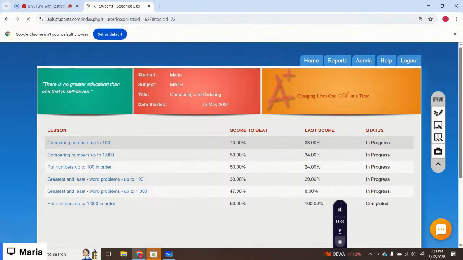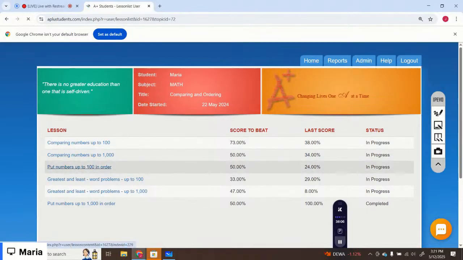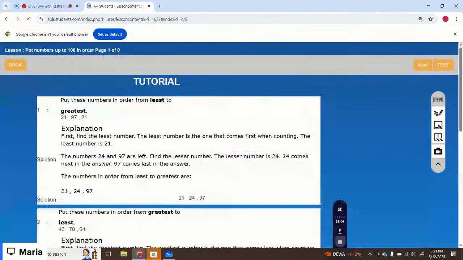The next lesson is put numbers up to 100 in order. So now we are going to learn how to arrange the numbers in ascending order and in descending order, like from least to greatest and from greatest to least. Put these numbers in order from least to greatest. From least to greatest means the first one would be the smallest number, right? The numbers are getting greater and greater. The last one is the greatest among all the numbers.